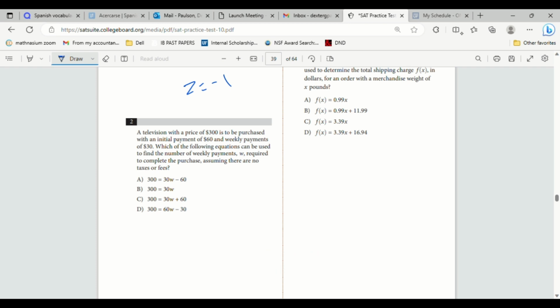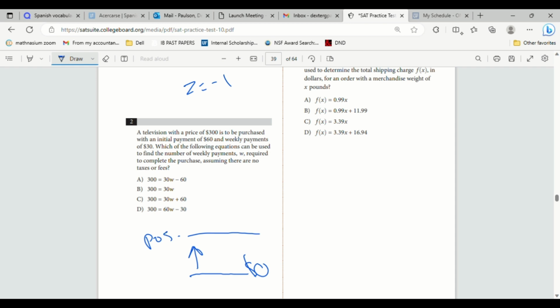Number 2, a television with a price of $300 is to be purchased with an initial payment of $60 and weekly payments of $30. Which of the following equations can be used to find the number of weekly payments, W, required to complete the purchase assuming there are no taxes or fees? So we are trying to find out the number of weekly payments. So we are starting with $0 and building up money rather than paying it off. So we're going in the positive direction.